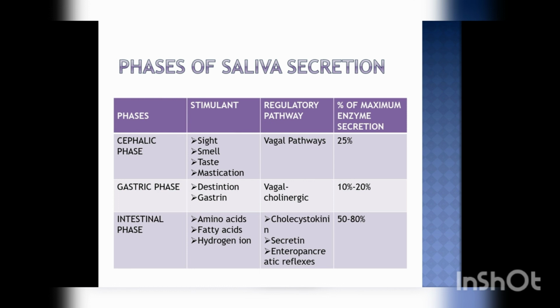And intestinal phase is stimulated by amino acids, fatty acids and hydrogen ions. Secretin and enteropharyngeal reflexes are the regulatory pathways of intestinal phase. 50 to 80% of saliva is secreted by intestinal phase.